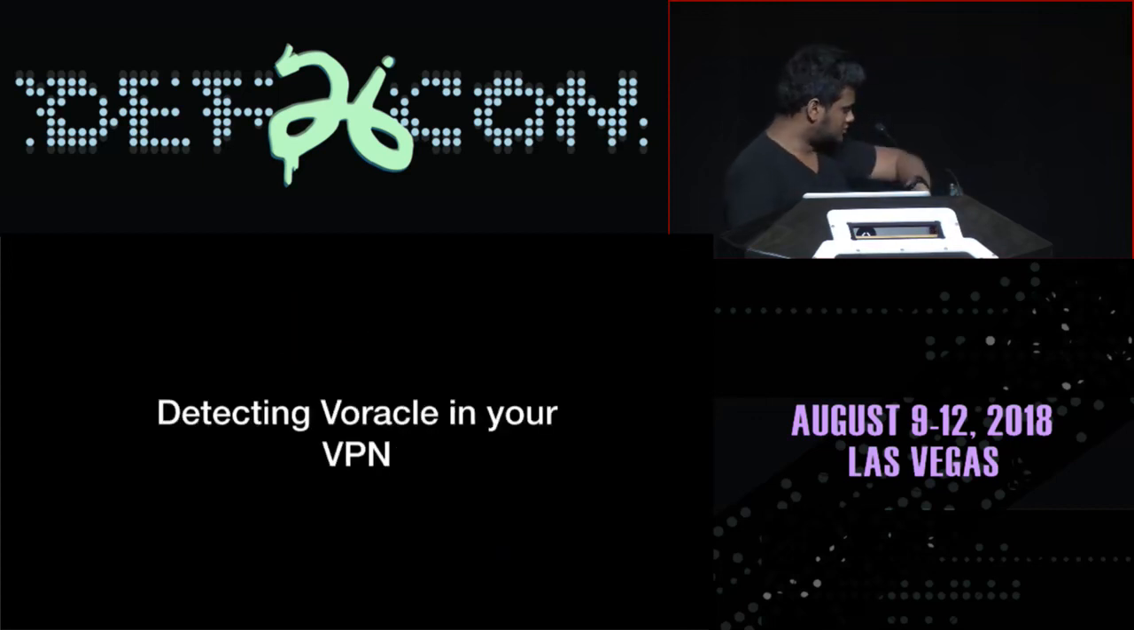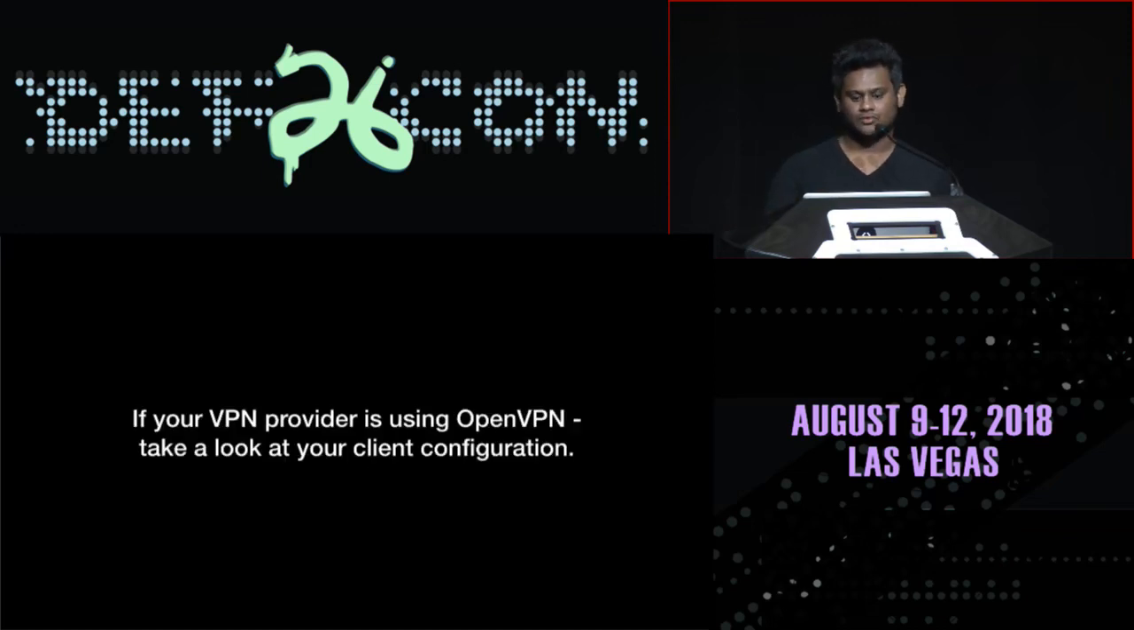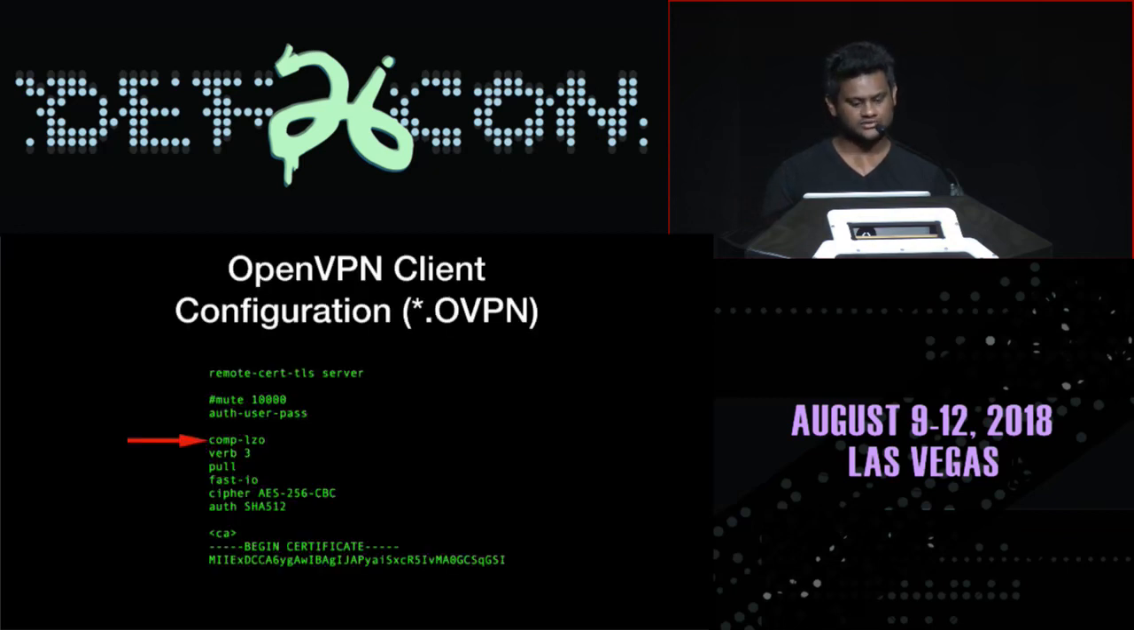Okay, so detecting the oracle in your VPN. If you are using OpenVPN, and if your server or your provider is using it, you could just look at your client configuration file, which is the OVPN file. And if you have something like compress lzo, or compress enable, which is what the latest versions of OpenVPN use for compression, they just use compress enable.